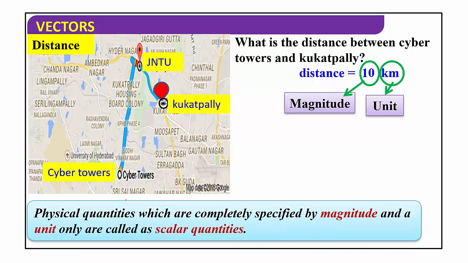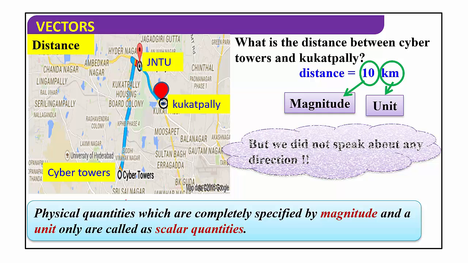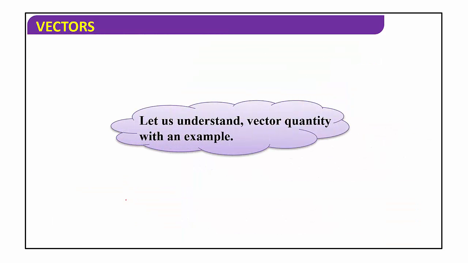Right? Physical quantities which are completely specified by magnitude and a unit only are called scalar quantities. Remember, here we are not going to speak about the direction. We did not speak about any direction here. Only we have to consider magnitude and a specified unit. Now we can understand vector quantity with one example.